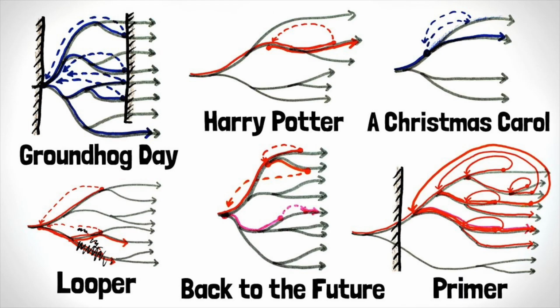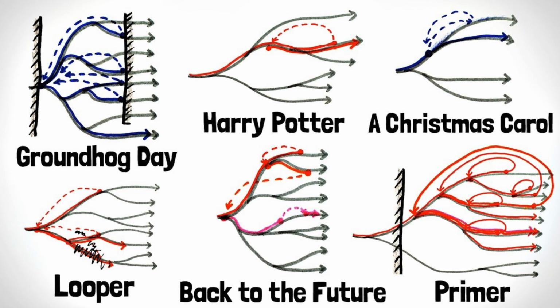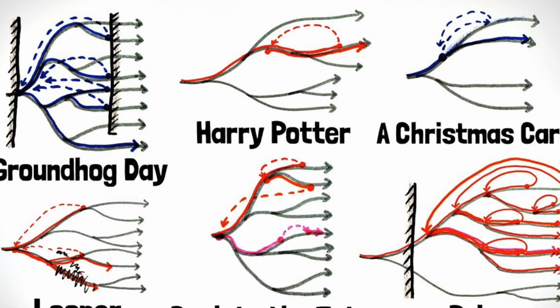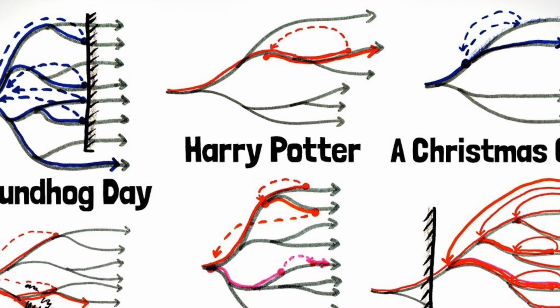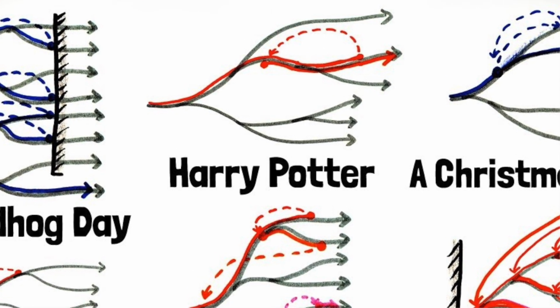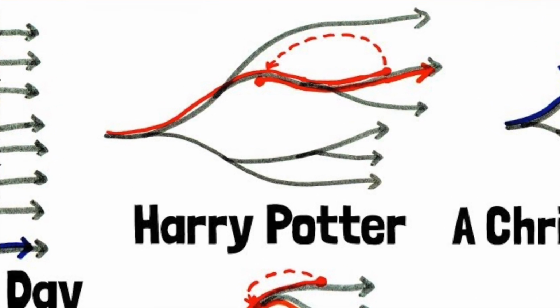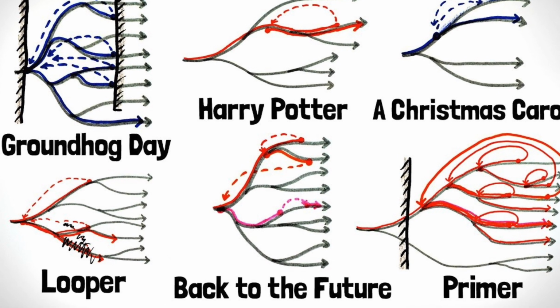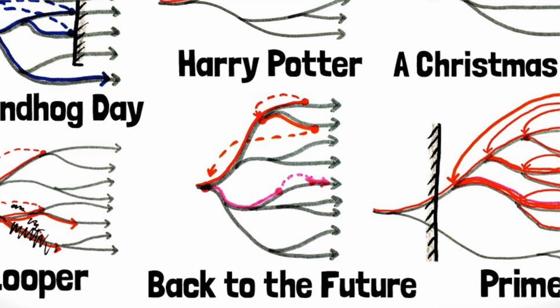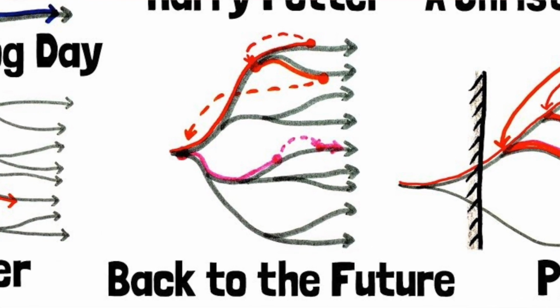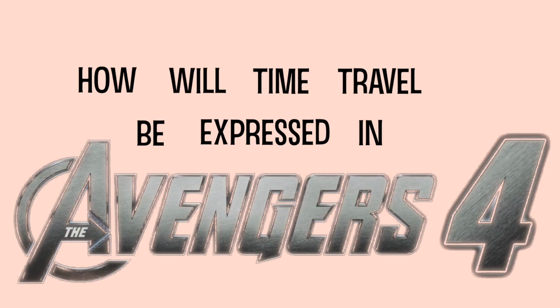There are many ways that time travel is expressed in fiction. For example, in the Harry Potter movies or Terminator 1, time is a fixed constant. Nothing can be done to change the outcomes of what happens. Each event remains a fixed point in time. In, say, Back to the Future, the main protagonist is able to change the future based on his actions in the past. So, everyone has been wondering, how will time travel be expressed in Avengers 4?